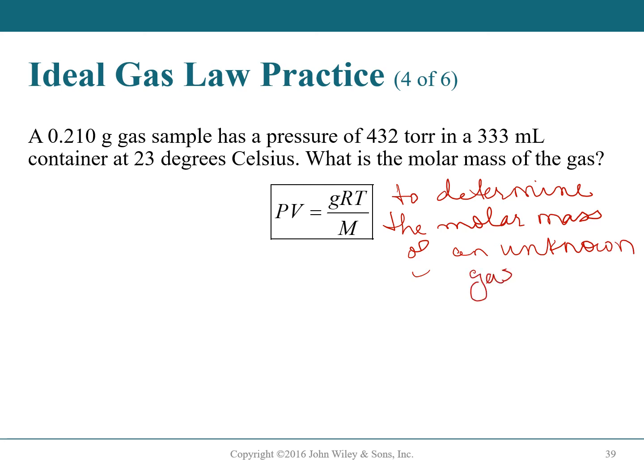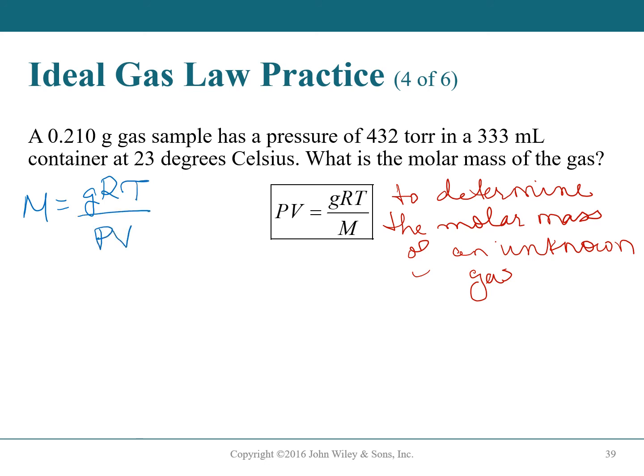Okay, so here I want the molar mass. So let me rearrange this equation. When I rearrange the equation, I'm going to multiply both sides by my capital M and divide both sides by PV. So the molar mass of a gas is going to be equal to the mass of my sample times RT over PV.